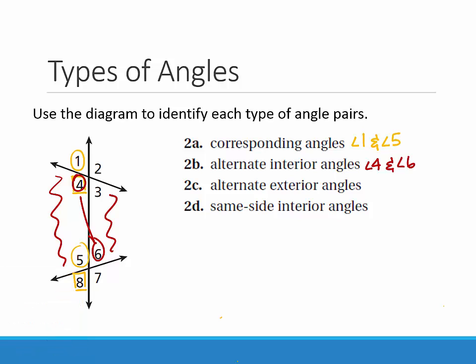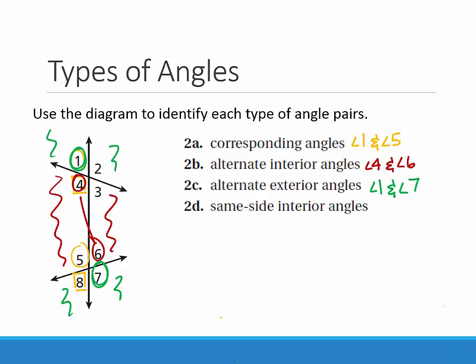And then alternate exterior angles. So we're looking on the outside. We're looking here and here this time. And remember, we want them to be on opposite sides of the transversal. So angle 1 and angle 7 are good examples. You could have also picked 2 and 8.